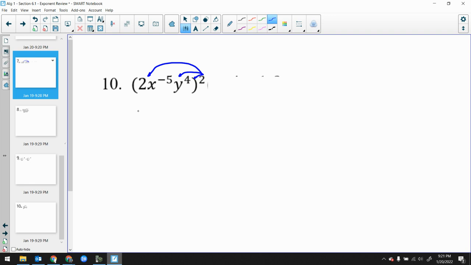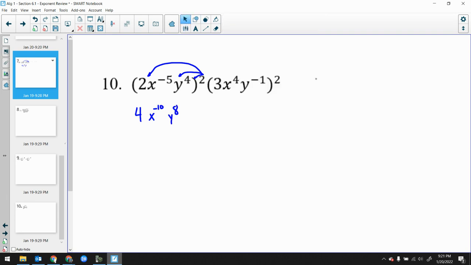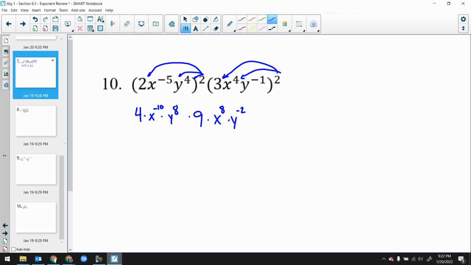That's 2 to the 2nd power, which is 4, x to the negative 5th squared, which is x to the negative 10th, y to the 8th. Okay, well, now let's see what we do here. Oh, okay, so I just distribute that power again. Times 3 to the 9. Okay, 3 to the 2nd, which is 9. I'm just going to go straight to saying 9. x to the 8th. y to the negative 2nd power. Now, remember that this is all multiplication. So this is kind of like just a multiplication property. 4 times 9 is 36.